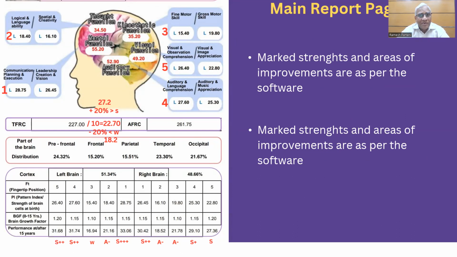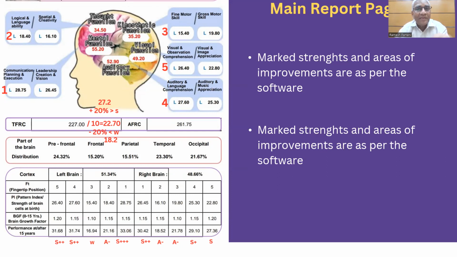Now, these are marked strengths according to software. Software goes by only the fingerprint. So the first line is the birth position at birth. The second line is the growth rate from 0 to 15 years as programmed by the divine. The third line is what it should be if you don't change anything in this table. This software cannot take into account what parents can do with the child.